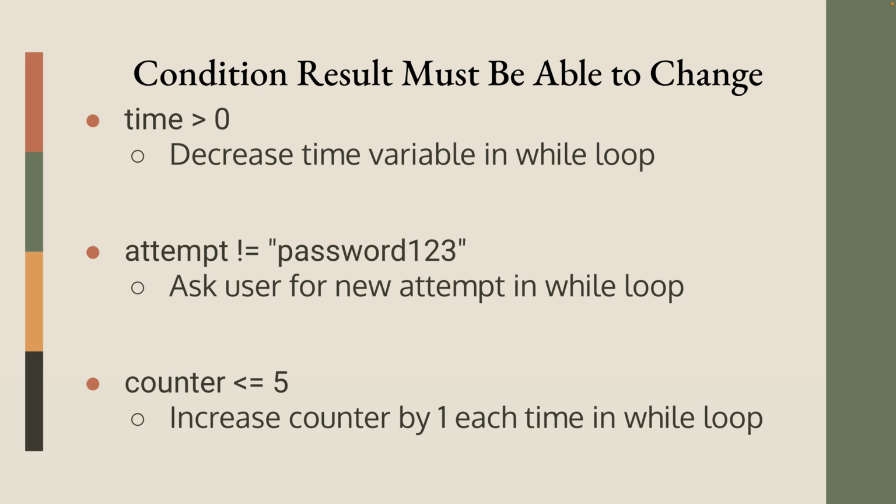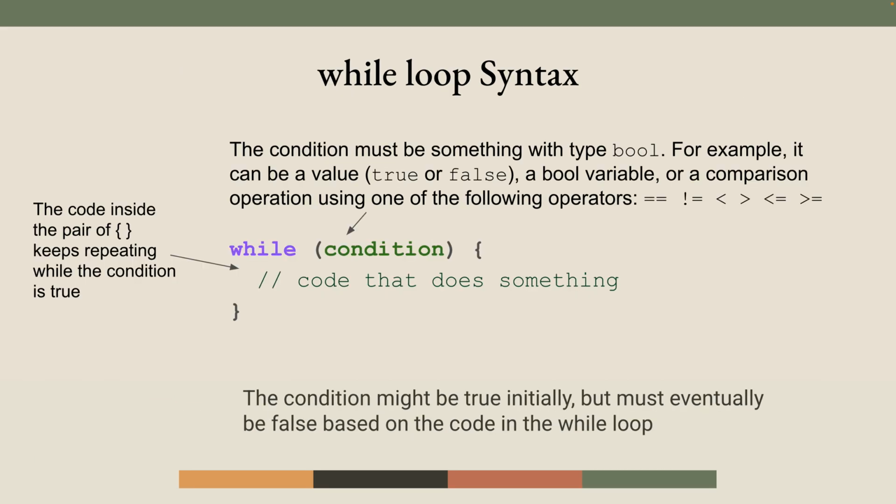5 times, right? Because counter will be 1, then 2, then 3, then 4, then 5. And when counter becomes 6, 6 is no longer less than or equal to 5. So we wouldn't run a 6th time. Yep. Okay. So I'll move it back to you all.